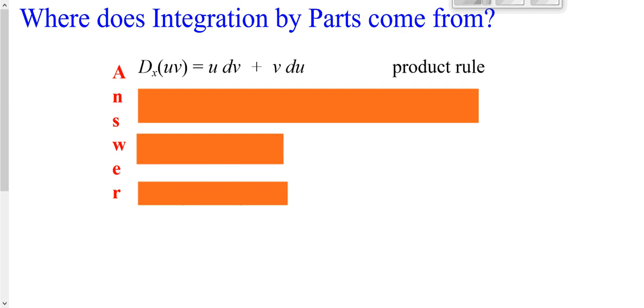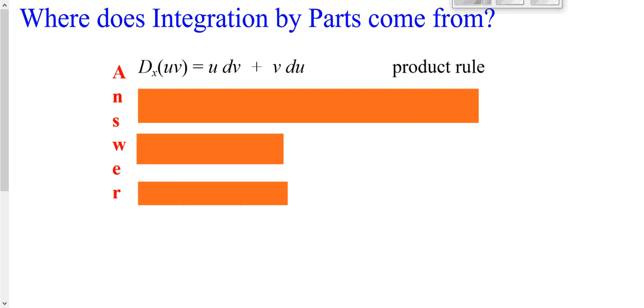So where does integration by parts come from? Yes, it's a formula that works, but why does it work? Well, you guys are familiar with the product rule. If you're doing the derivative of two things multiplied together, you know it's the first times the derivative of the second, plus the second times the derivative of the first.